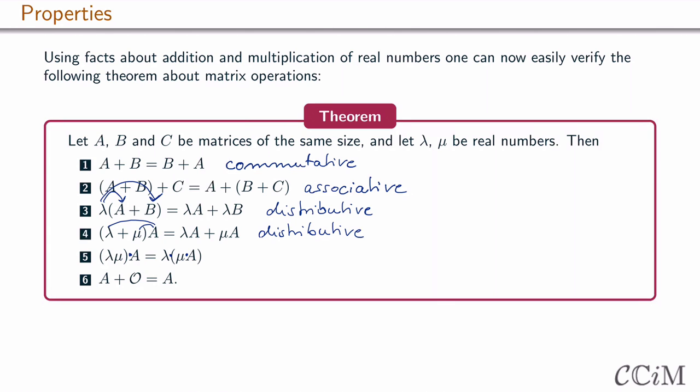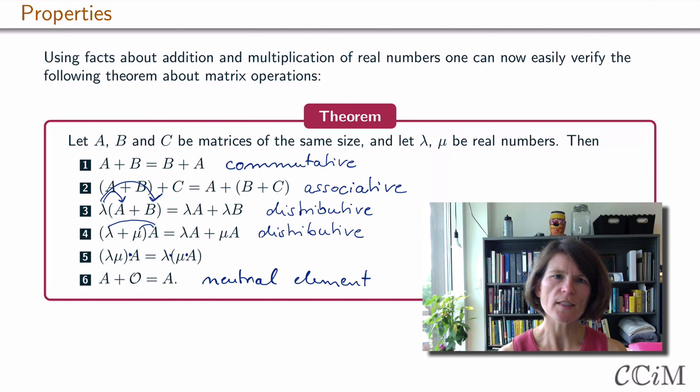And finally, we can add the 0 matrix to the matrix A, and that does absolutely nothing, so the 0 matrix is the neutral element with respect to addition. Recall that the 0 matrix is simply a matrix made up of all zeros of the correct size. The notation does not indicate the size of the 0 matrix, and so we just assume it's of the same size as the matrix A.